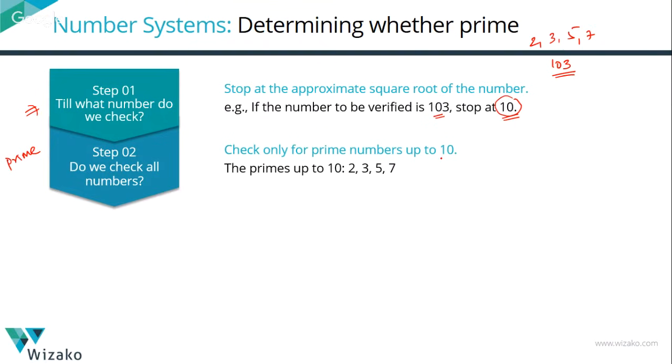What are the prime numbers up to 10? 2, 3, 5, 7. So to verify whether 103 is a prime number, all that I have to look at is only 4 numbers, right? We are not looking at 51. We are not looking at 102. We are just looking at 4 numbers.